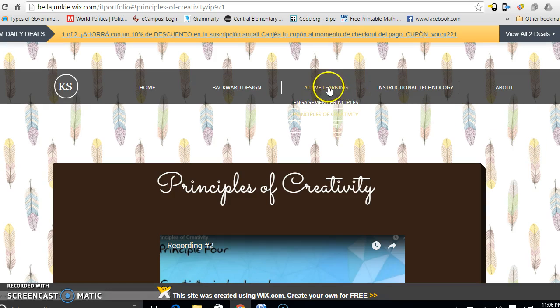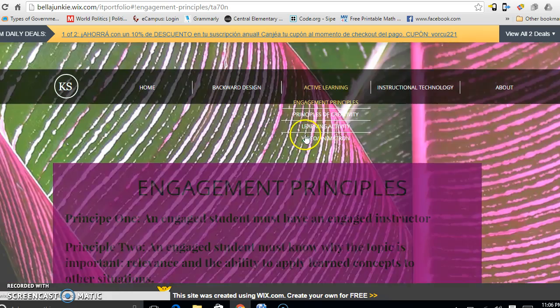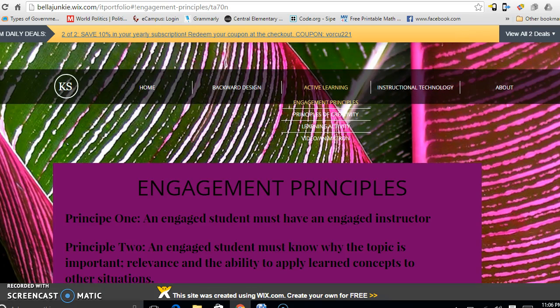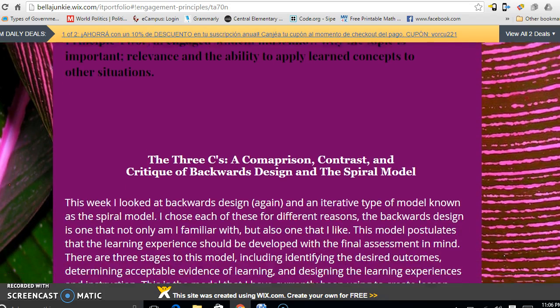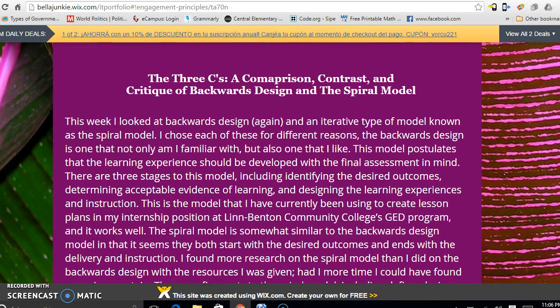Okay, moving on to week 8. And this assignment in week 8, I put underneath my engagement principles. This portfolio is getting quite large. I didn't think it was going to be so big, but after a cumulative of 2 terms, it's gotten pretty big.